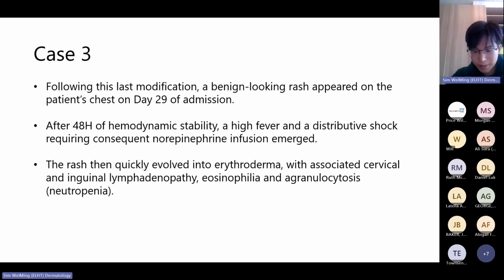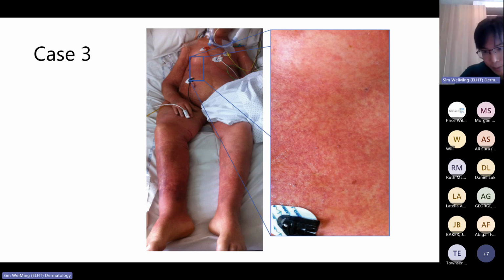So following this huge amount of antibiotics, she actually had a benign-looking rash on day 29. After 2 hours of being seemingly okay, she then developed a high fever and she had distributive shock. You loaded her with fluids and then started her on a noradrenaline infusion. Afterwards, the rash developed into erythroderma, so that's more than 90% of the body surface area being involved. She's got lymphadenopathy, raised eosinophils, and her white cells have now dropped with a relative lack of neutrophils. And this is what you see on ICU.